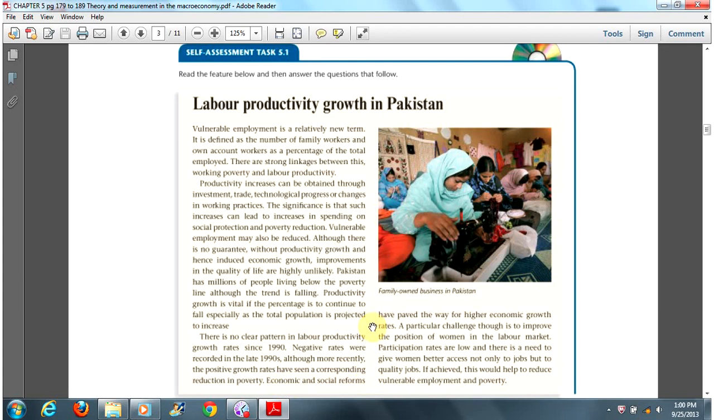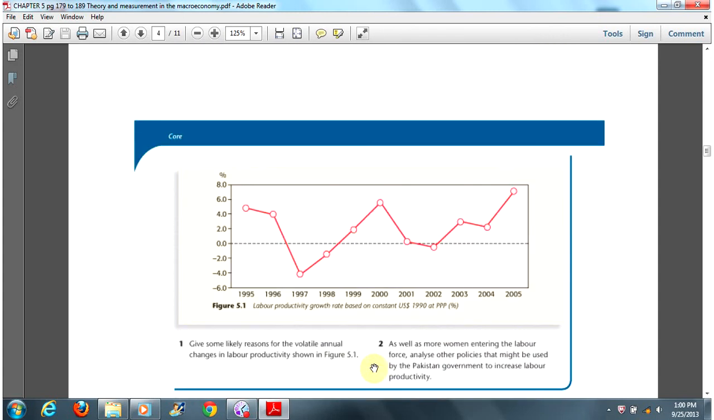A particular challenge, though, is to improve the position of women in the labor market. Participation rates are low, and there is a need to give women better access not only to jobs but to quality jobs. If achieved, this would help reduce vulnerable employment and poverty. Figure 5.1. Labor productivity growth based on constant U.S. dollars 1990 to PPP percent. This is the percentage. This is the labor productivity.